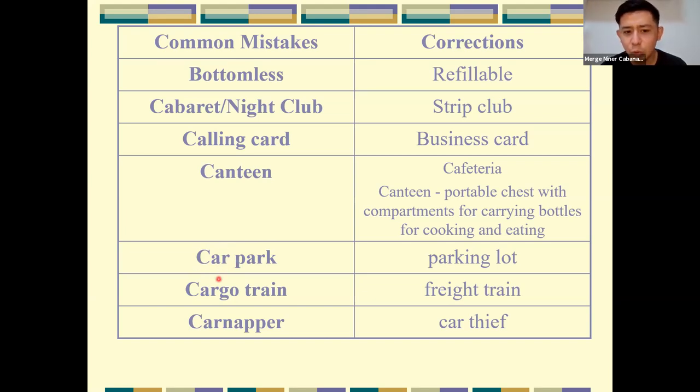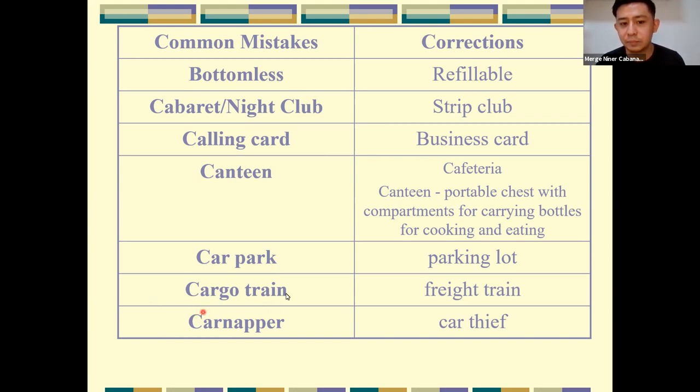All right, so car, this is what makes this wrong. Why? Because if it's a car park, then only cars can park there. What about motorcycles? What about small trucks? What about vans? What about SUVs? So it's not just car park, because car park is only for cars. So it should be parking lot so that it encompasses everything. Okay, no car park, parking lot.